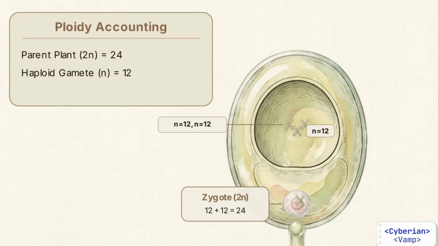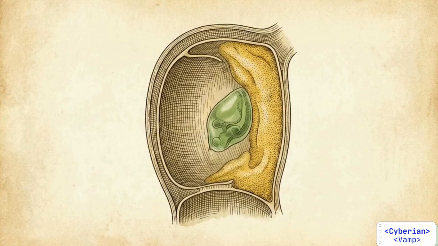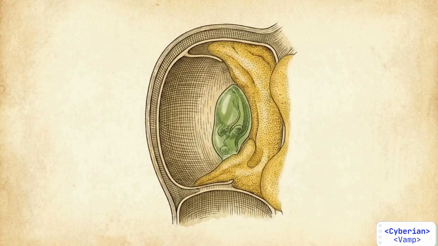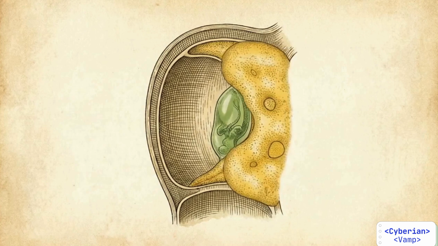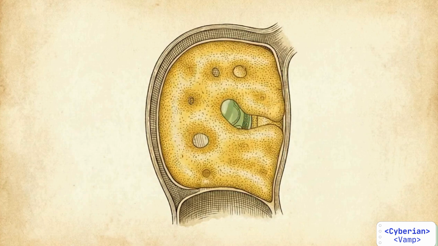In the second event, called triple fusion, the remaining male gamete bypasses the egg entirely. Instead, it fuses with the 2 polar nuclei located in the central cell. The output of triple fusion is the primary endosperm nucleus. 12 plus 12 plus 12 achieves a triploid state of 36 chromosomes. This phenomenon is double fertilization. It simultaneously generates the diploid genetic blueprint and custom builds a triploid food supply to sustain it until germination.